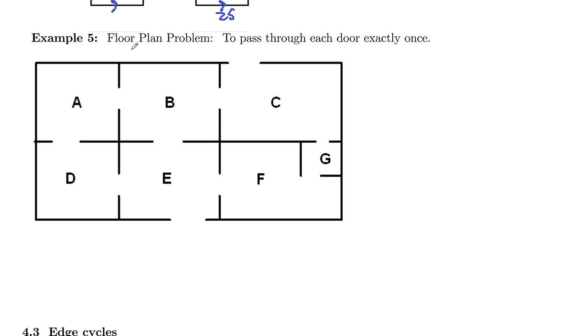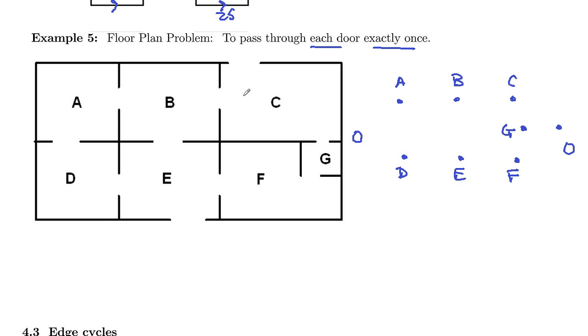So here we're going back to the floor plan problem, which is to pass through each door exactly once. We worked on translating this problem before. Each room was a vertex here. So you've got A, B, and C. And then the outdoors, we called that O for outdoors. We had D, E, F, G. So let's see here, D, E, F. Let's put G right here. And then the outdoors, we'll label that O.